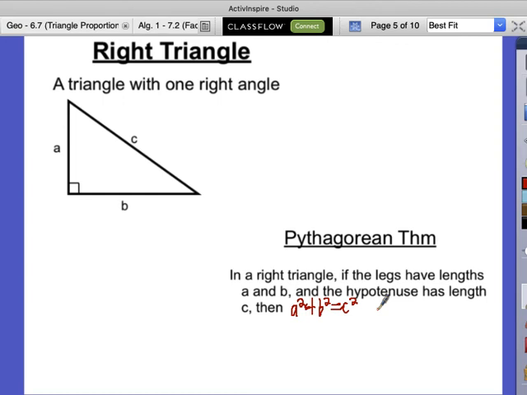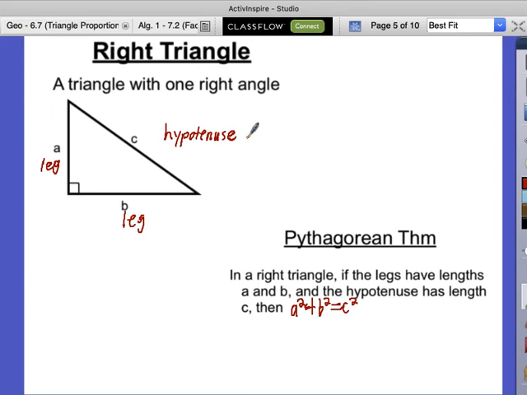Just a reminder, guys, that a and b were the legs, and that c was the hypotenuse, opposite the right angle. What's the other fact we know about the hypotenuse besides that it's opposite the right angle? It's the longest side, always. Which is why we can take the other two sides, square them, add them, and have it equal the third side squared. Okay, questions on that?